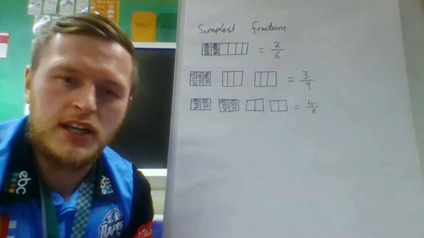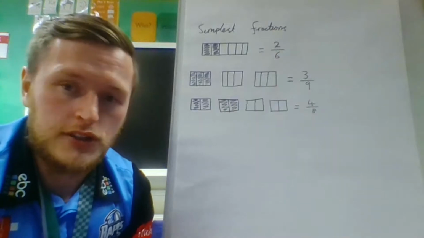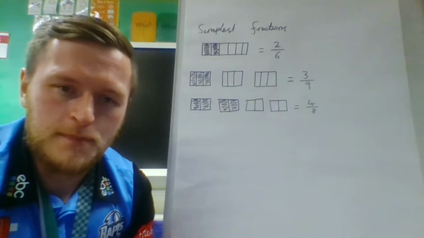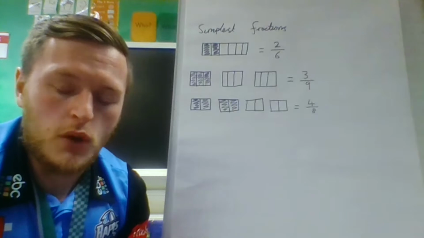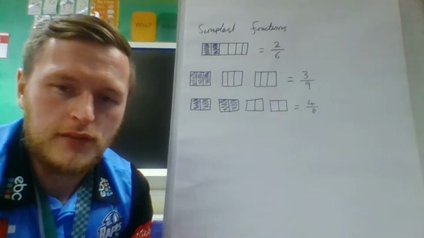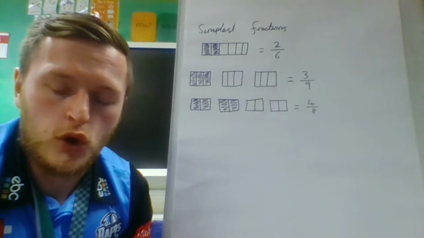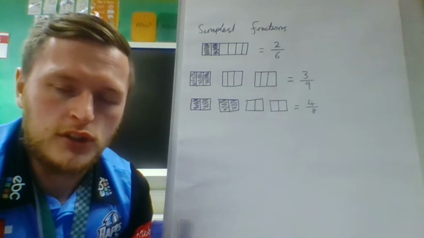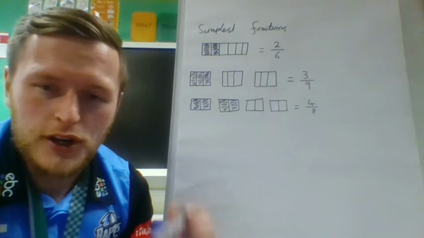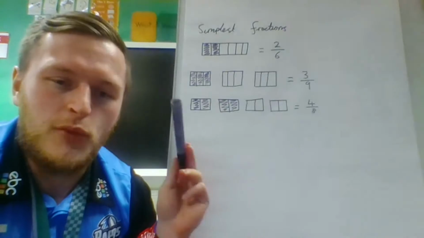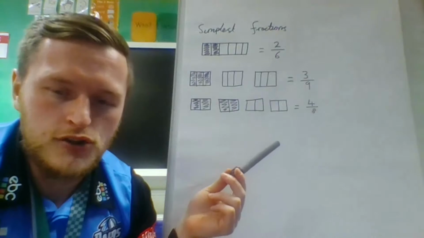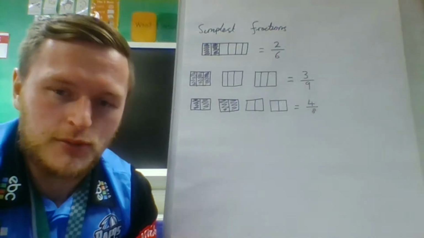So what they do is they find equivalent fractions, so fractions that are the same value, using their times and their divides. Now remember, whatever I do to the numerator, I also have to do to the denominator, and whatever I do to the denominator, I have to do to the numerator. So if I times the numerator by 100, I have to times the denominator by 100.